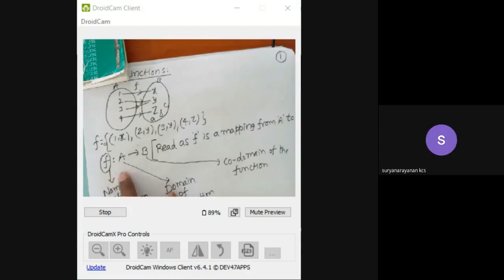Very good. Grison, once read this notation. F is a mapping from A to B, sir. Very good. Preetika, once read this notation. Sir, F is a mapping from A to B, sir. Very good. Staines Johnson. F is a mapping from A to B. Janani. F is a mapping from A to B, sir. Jerome Jasli Raj. F is a mapping from A to B. Kiran Raj. F is a mapping from A to B.